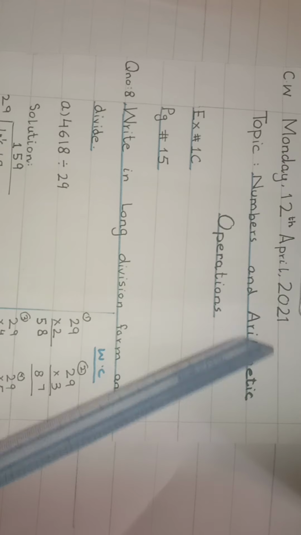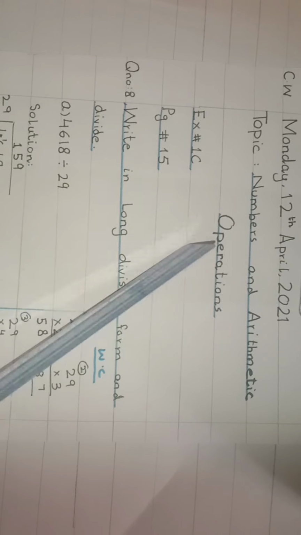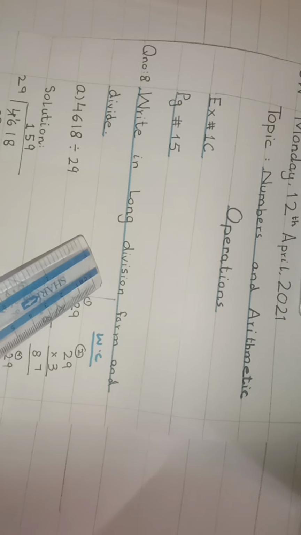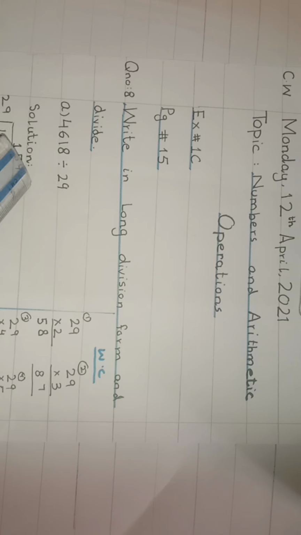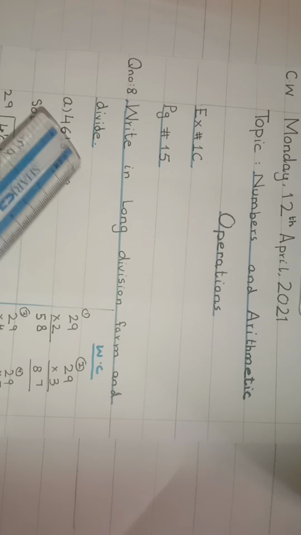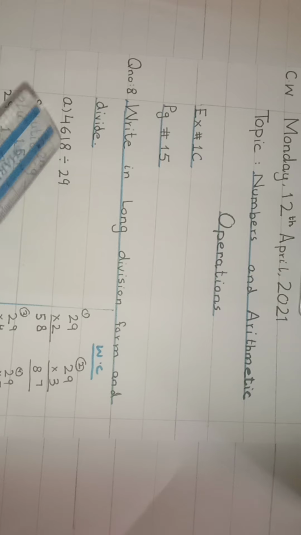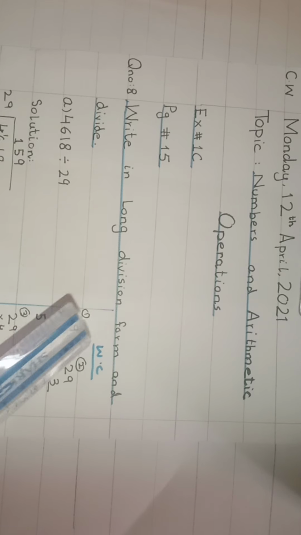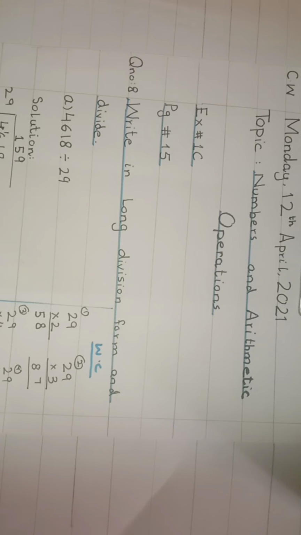Our topic is numbers and arithmetic operations. Today we will do exercise number 1C, page number 15, question number 8. Question number 8 is about long division, and you know that in long division there are different kinds of tables which we don't know. I mean, how will you learn the table of 29? So, I'll give you an easy way to find out bigger tables, and then we will do our long division. Let's start.